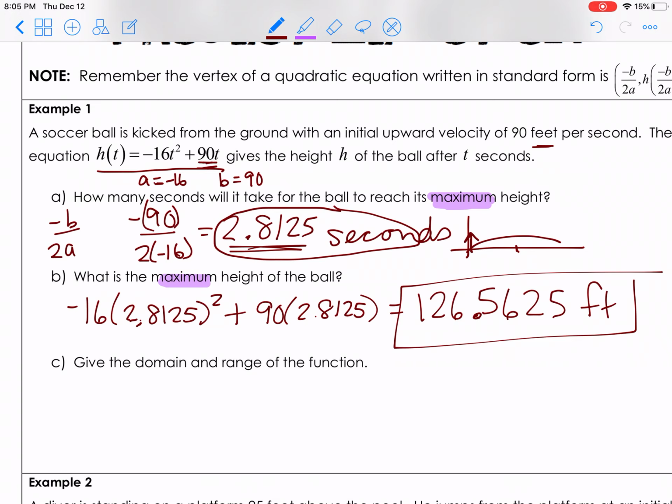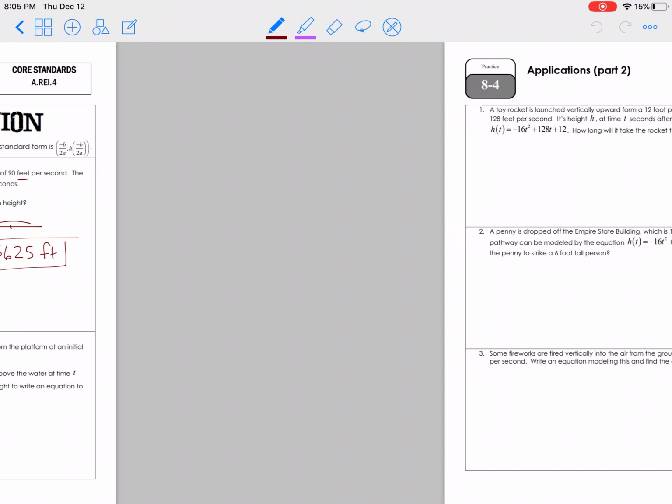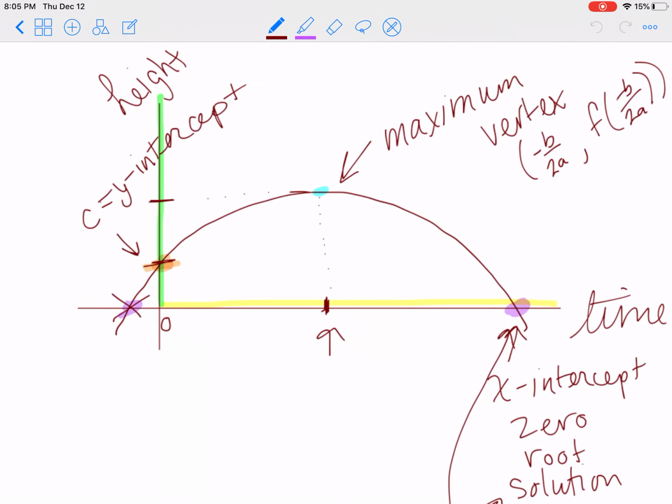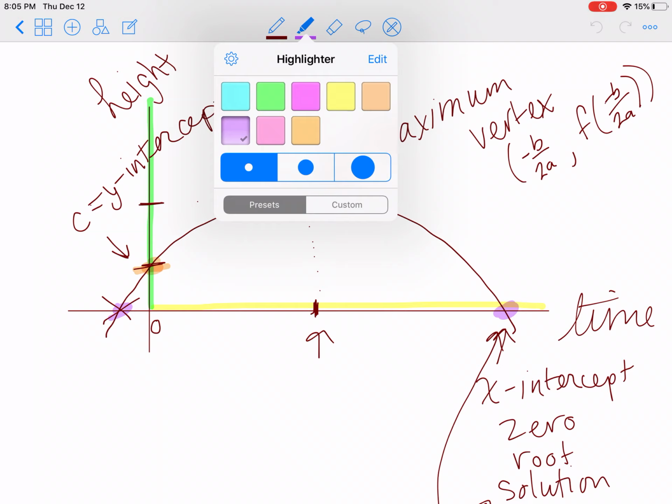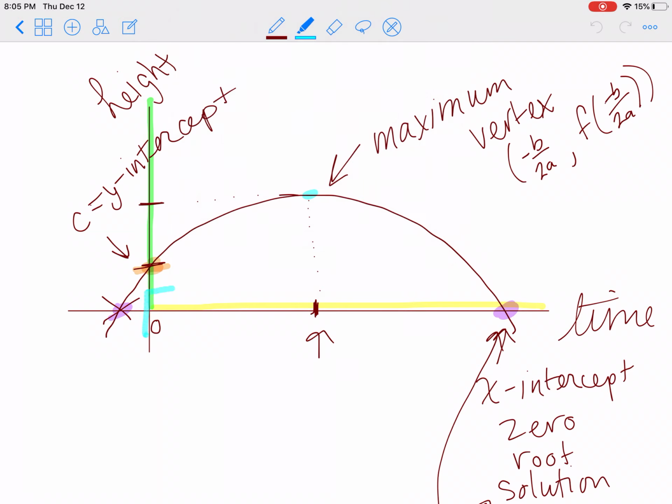Okay, finally, this one asks for the domain and range of the function. I'm going to pop back over to the picture that I did on the other page, if I can find it. Here it is. The domain is referring to the x-axis, so when we move from the left to the right. So in the story, time starts at 0, so our domain is going to go from 0 until we get to where the ball lands on the ground. That's the domain we're going to deal with.